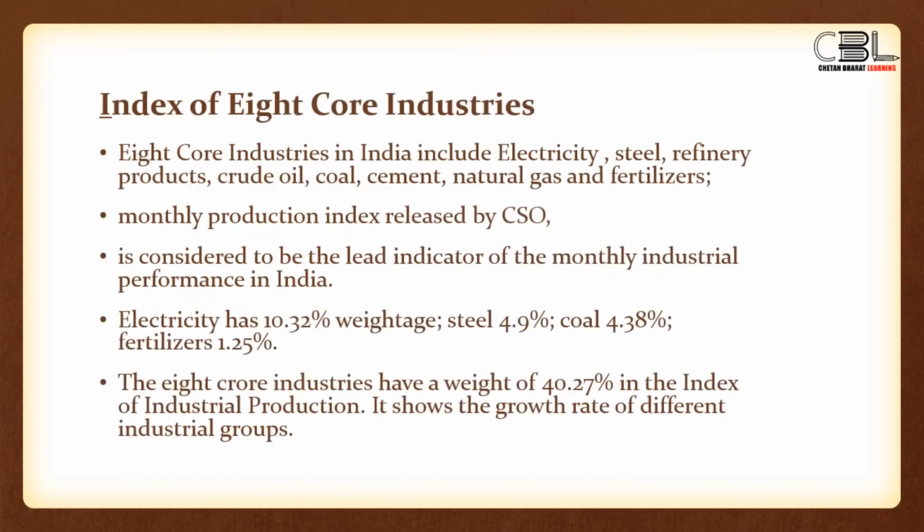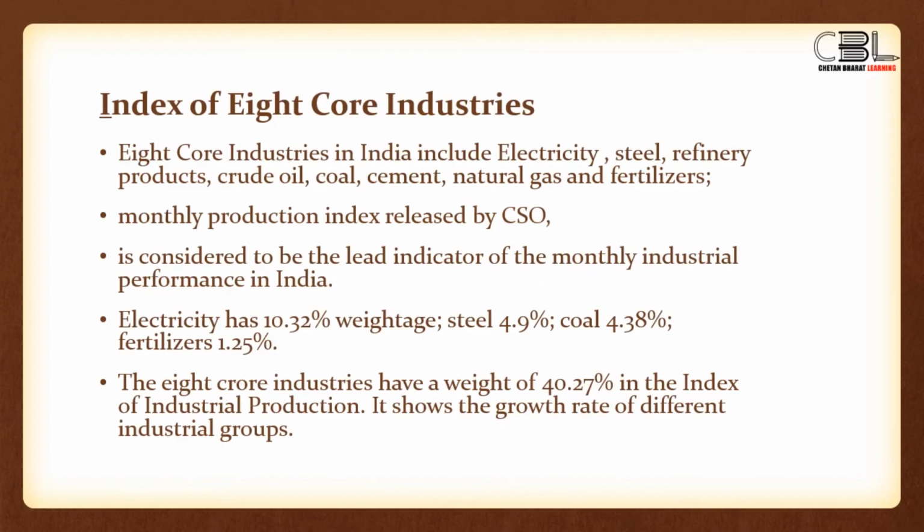Now we also need to understand, since they have asked the question pertaining to the index of 8 core industries, what are the 8 core industries? Core industries means those industries that hold central importance. In India, what are these 8? First is electricity, the second is steel, third is refinery production, fourth is crude oil, fifth is coal production, sixth is cement production, then natural gas production, and then fertilizers.